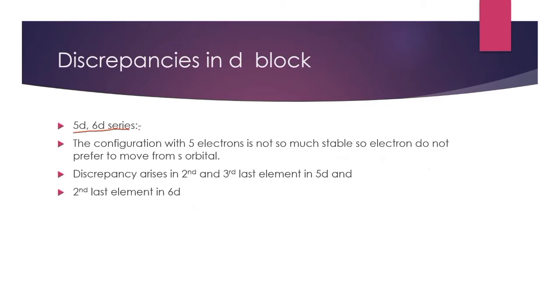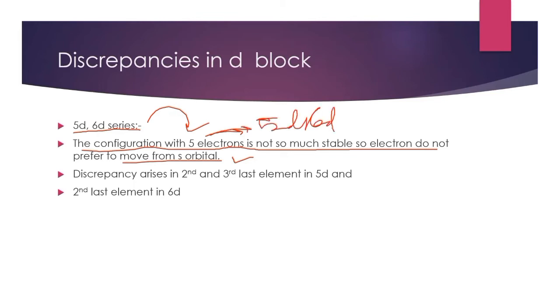Now 5D and 6D series, in one shot. The configuration of 5 electrons is not so stable, so electrons do not prefer to move from the s orbital. If the 5 electron species is possible in 5D or 6D orbitals, due to their large size, the s electrons do not prefer to move. But a discrepancy arises in the second and third last elements in 5D and the second last element in 6D. There the s orbital contains only 1 electron and the other electron moves into the d orbital.